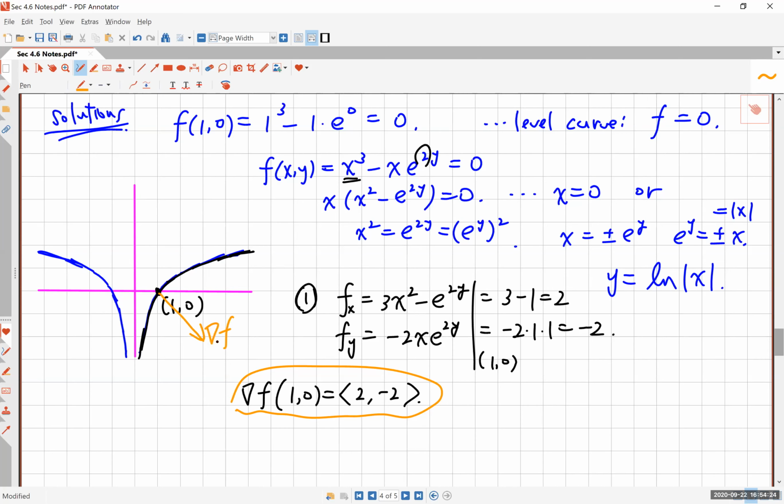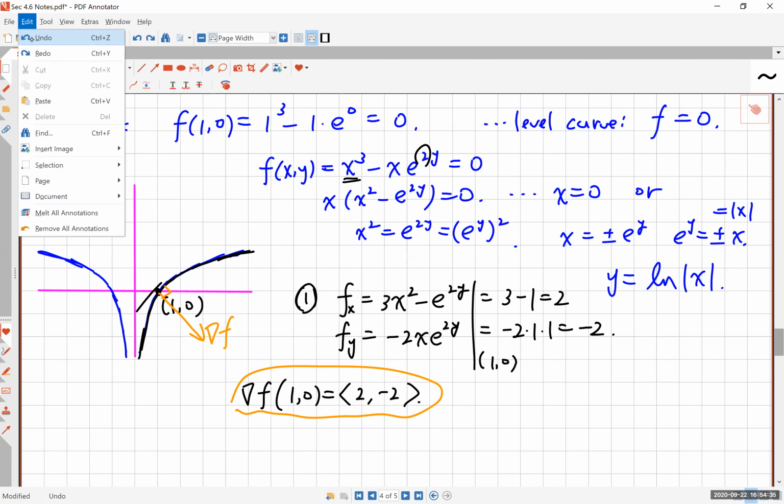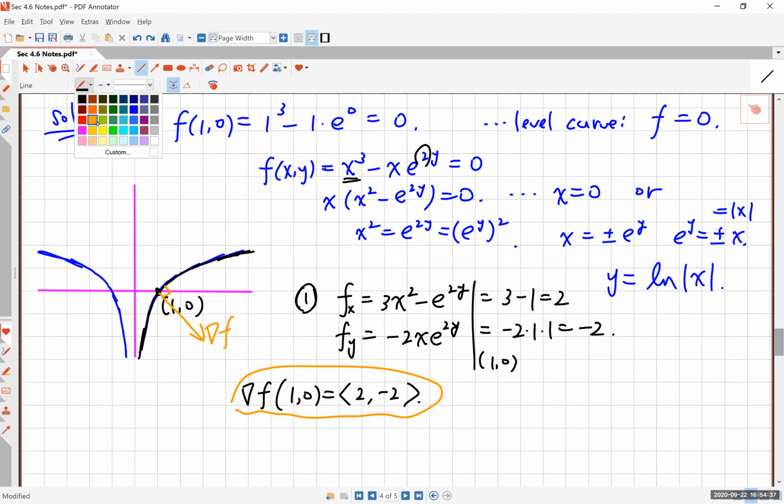Okay, notice here, it is perpendicular to this graph, and it should be, because that's what it is. And by the way, the line tangent is going to look, let's use a more precise thing here. This is the tangent. This is the tangent line to the point 1, 0, tangent to the level curve.